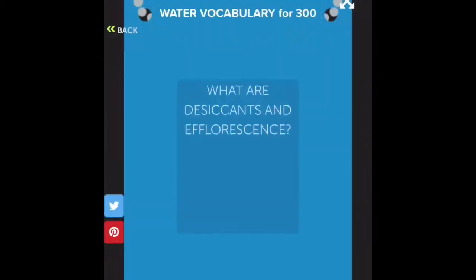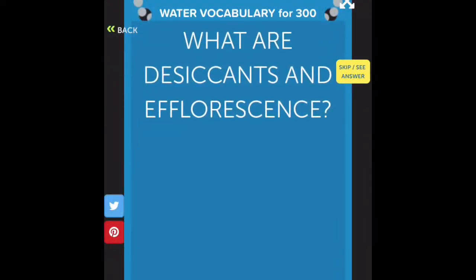Water vocabulary 300. Desiccants are chemicals that absorb moisture from the surrounding atmosphere and dry it out. Efflorescence is the process of losing water of hydration from a hydrate.